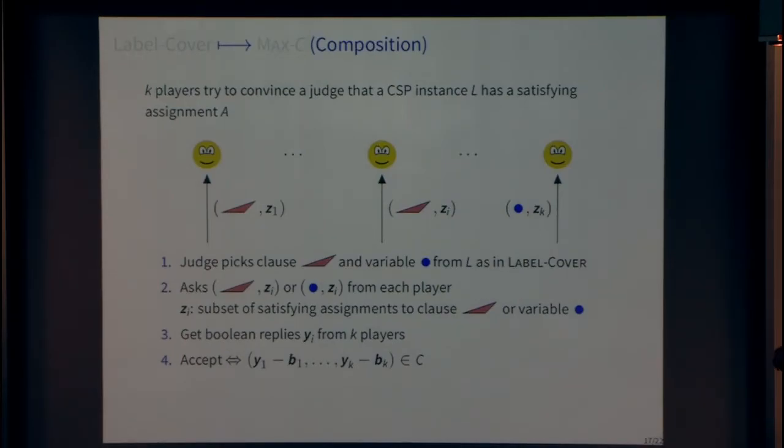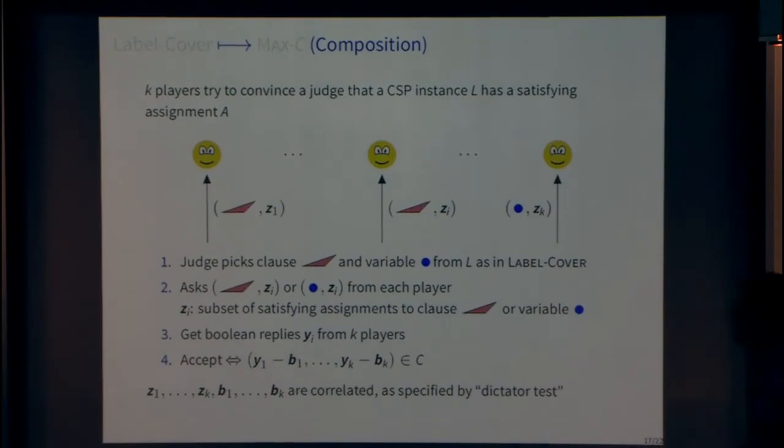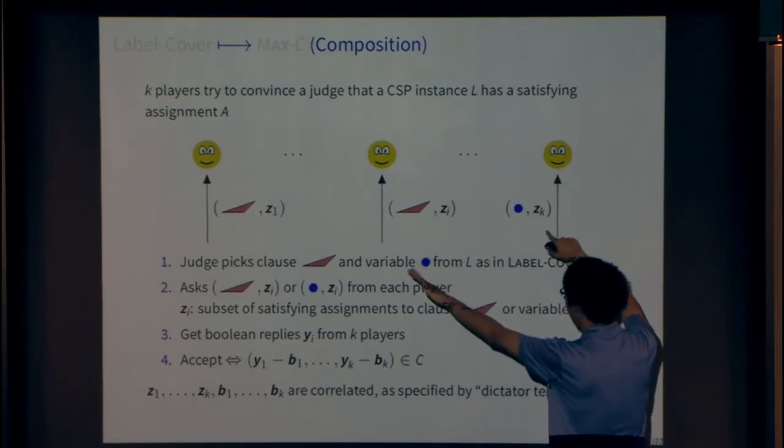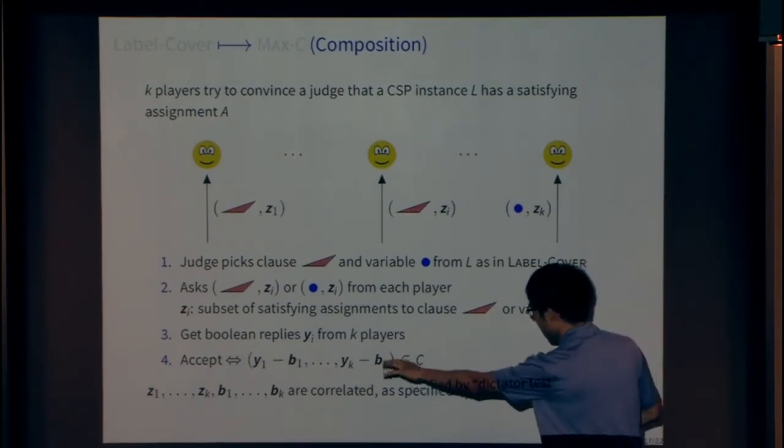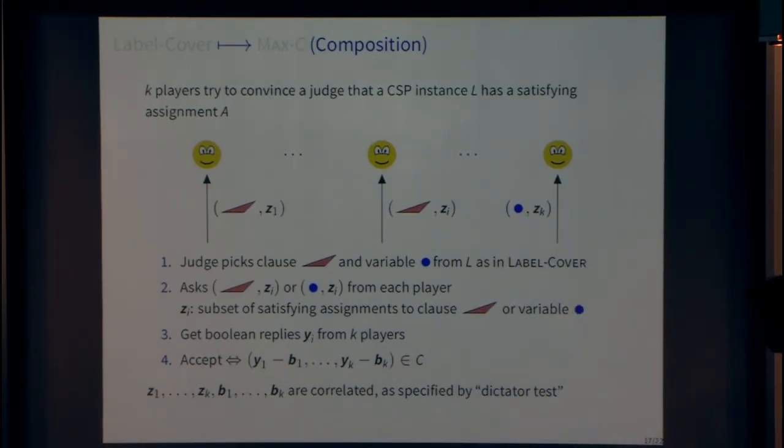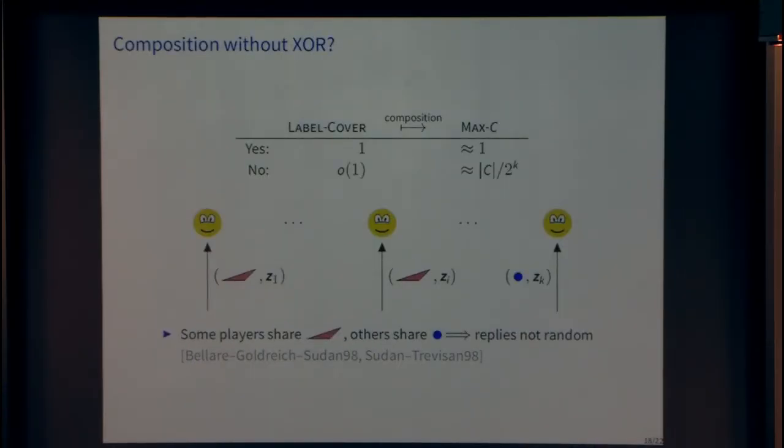And so this is a composition step. Here's something that I didn't tell you: how do we choose the ZIs, and how do we choose the negations BI to BK? But I won't go too much into details about them. They are chosen according to something known as the Taylor test in the literature.